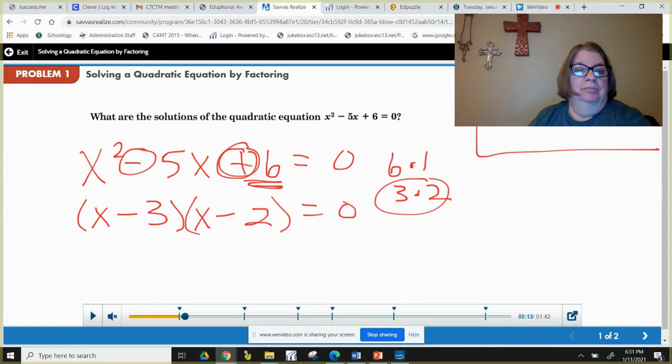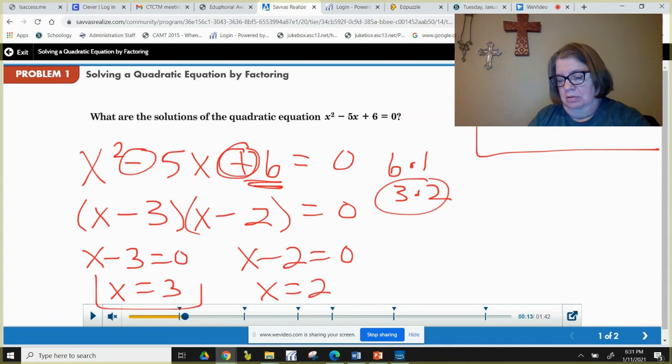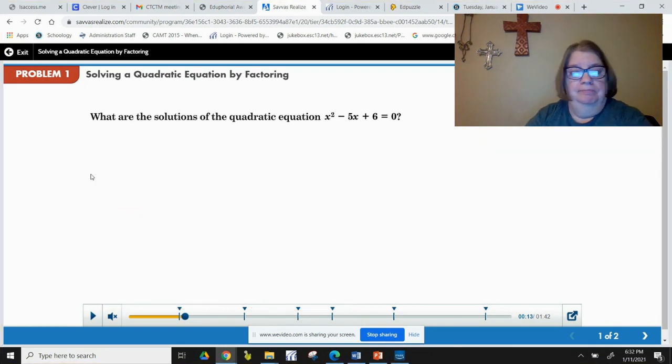So what do we do? Factored. Negative 3 times negative 2 is positive 6. Negative 3 plus negative 2 is negative 5. Now, the next step is to set each factor equal to 0 and solve. Pretty easy. Okay, let's try another one.